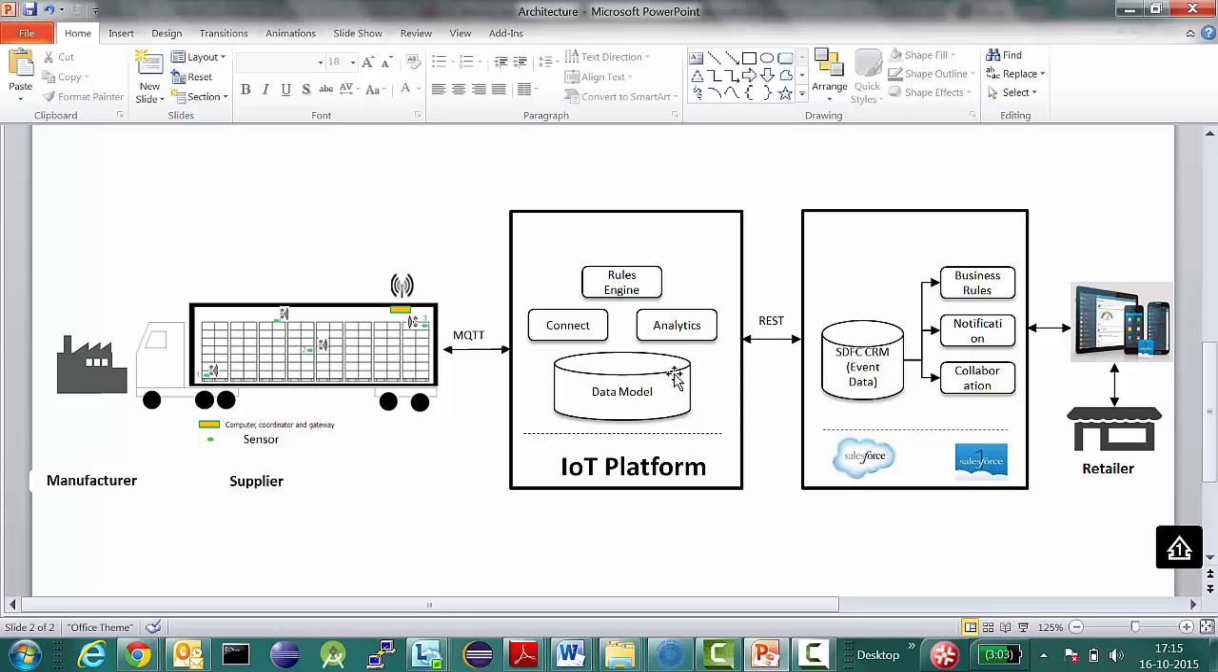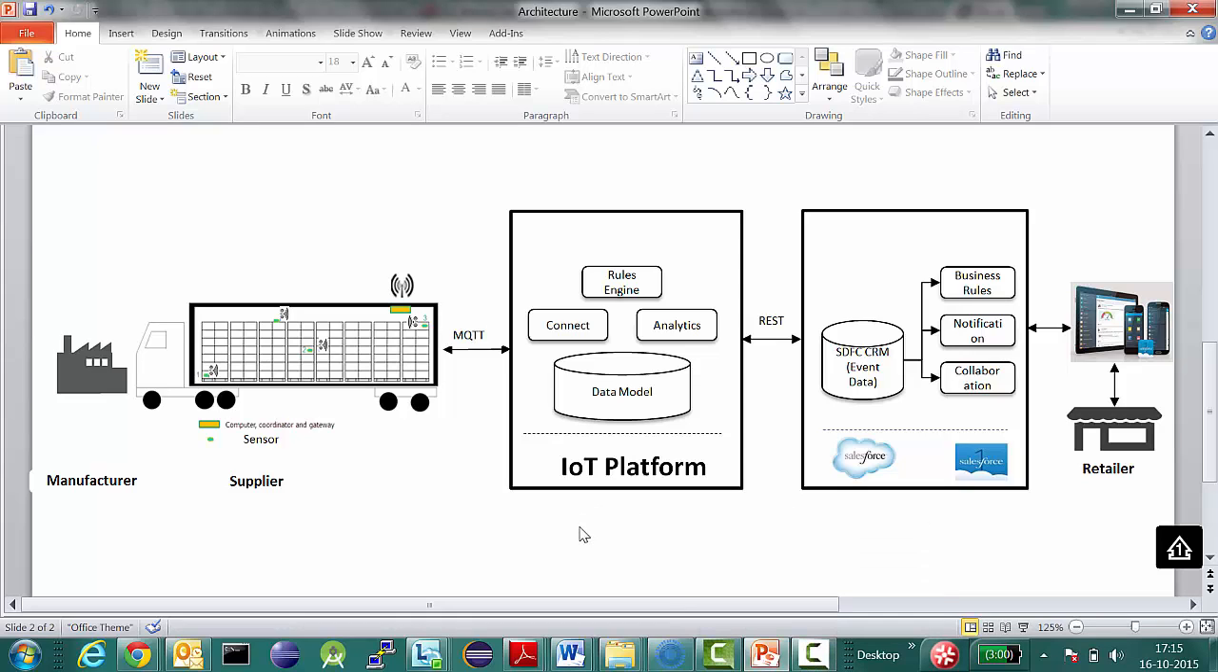Post that, once the consignment reaches, the supplier can check in Salesforce, or also check in the dashboard that we have in the IoT platform and see if anything has gone wrong. He can actually have an insight into the conditions and the events that the consignment has gone through during transit. That helps him in decision making.